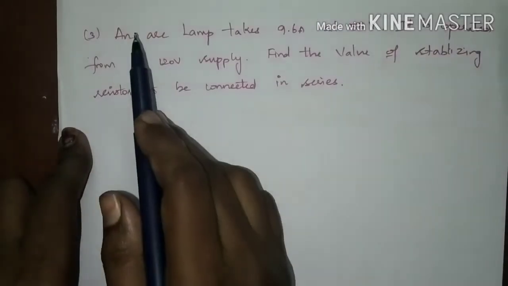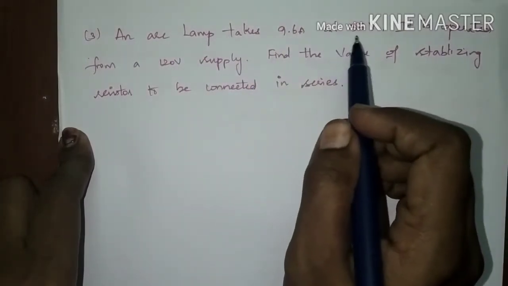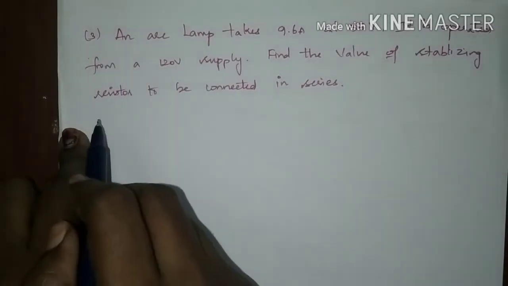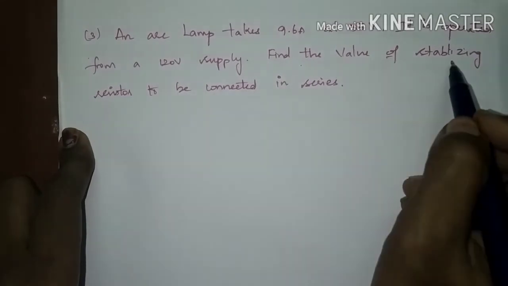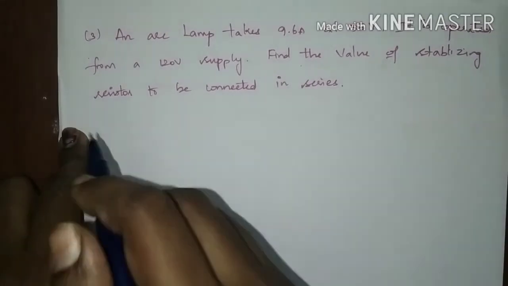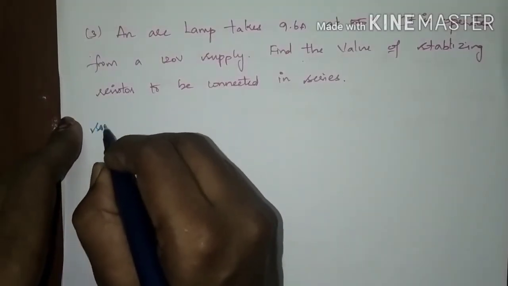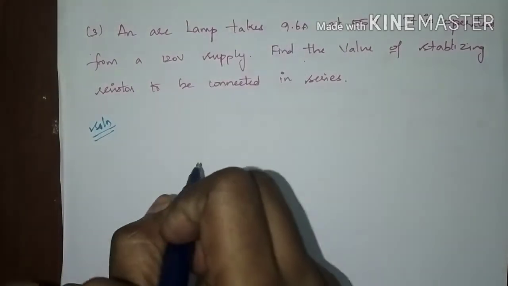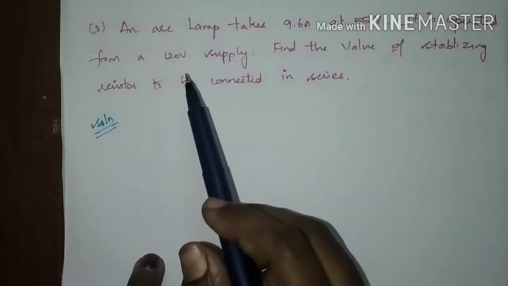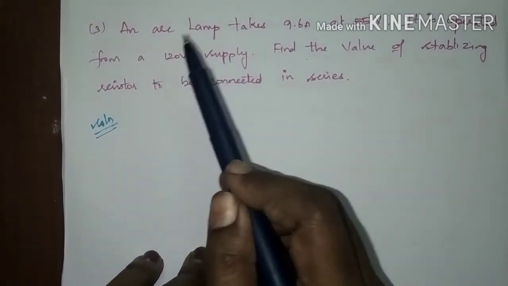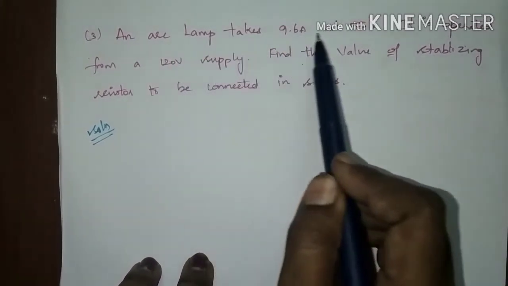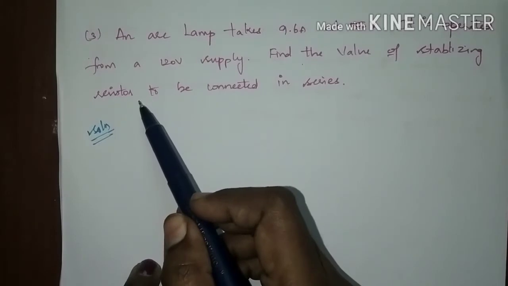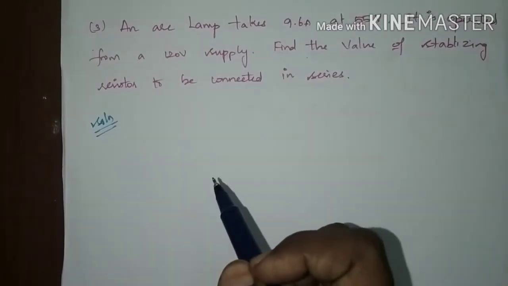This problem: an arc lamp takes 9.6 ampere at 55 volt. It is operated from a 120 volt supply. Find the value of the stabilizing resistance to be connected in series. See, understand the problem first. They have given an arc lamp which takes a current of 9.6 ampere at 55 volt. It is operated from a 120 volt supply. So the input supply is 120 and the potential difference across the arc lamp is 55 volt, and they have asked the value of the resistor to be connected in series to stabilize the value.